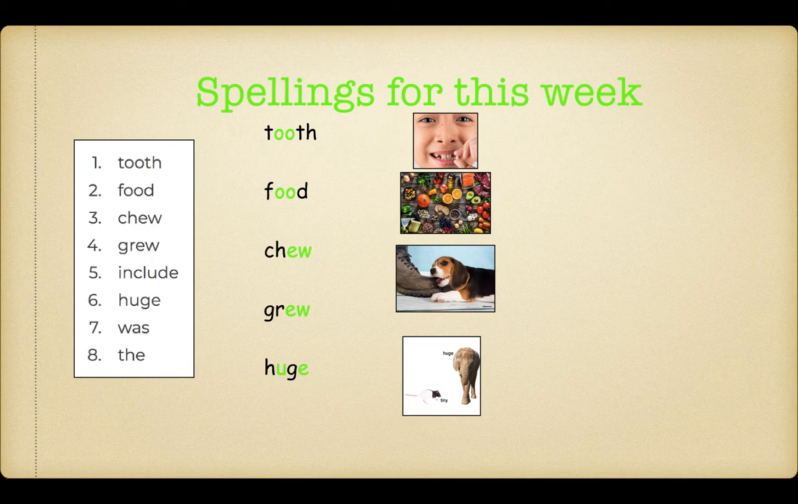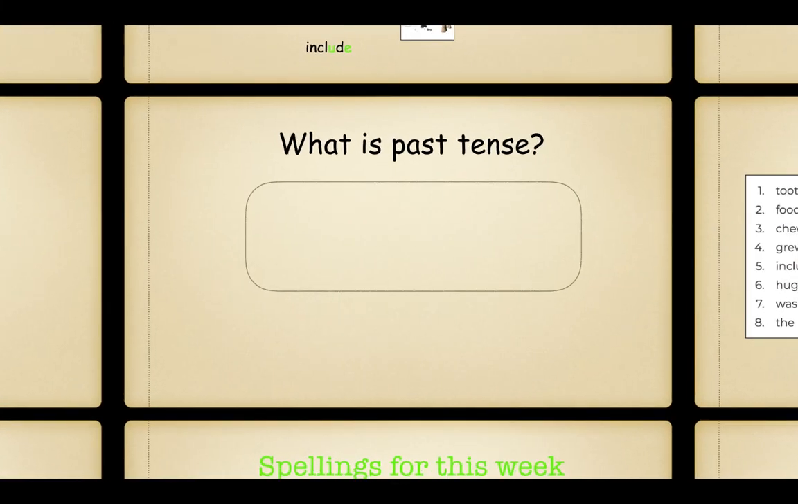Huge, H-U-G-E, with the split digraph. And last of all, include, I-N-C-L-U-D-E. And of course we have number 7, was, W-A-S, and number 8, the, T-H-E. These words should be all familiar to you. So keep practicing. We will have a test on Friday. So let's go to the next step.